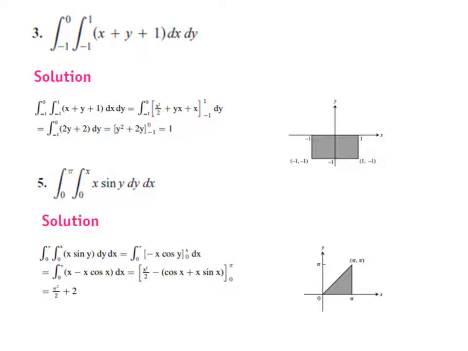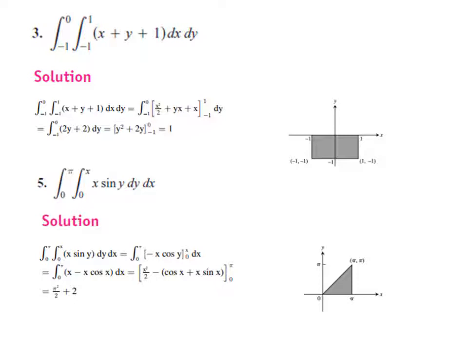Let us integrate with respect to x first, then y here. So integration of x is x square by 2, y with respect to x, y is constant, and integration of 1 with respect to x is x. Let us apply the upper limit 1 and lower limit minus 1. We'll have integration from minus 1 to 0, 2y plus 2 into dy. Let us integrate with respect to y. So integration of 2y is y square, and of 2 is 2y. Let us apply the upper limit 0, then lower limit minus 1. So we'll have the result 1. Let us take the next example.